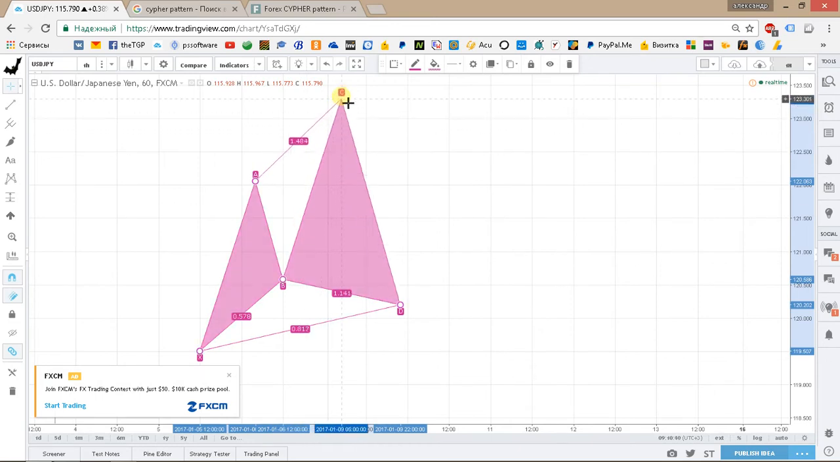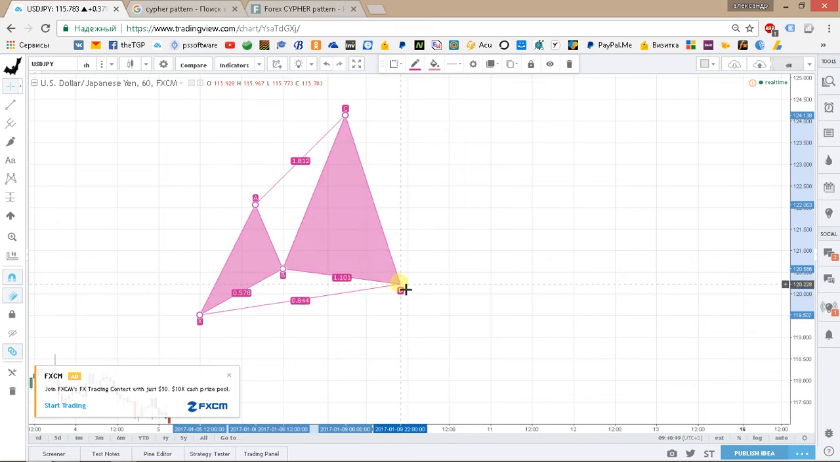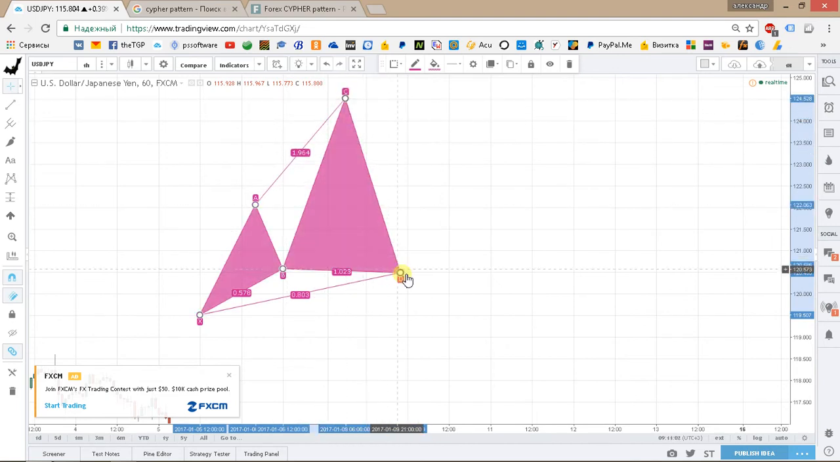If C point goes very, very high, extremely high, somewhere here, very high. Yes, so we should have a D point completion higher as well. 780, 787, 786. Yes, if it goes even higher, you see the D point completion may be higher than the B point, and this also invalidates the pattern.